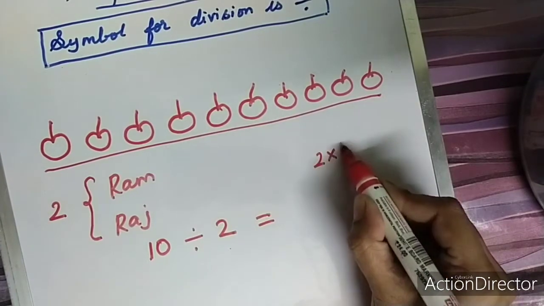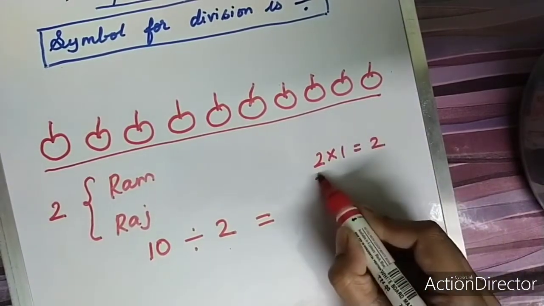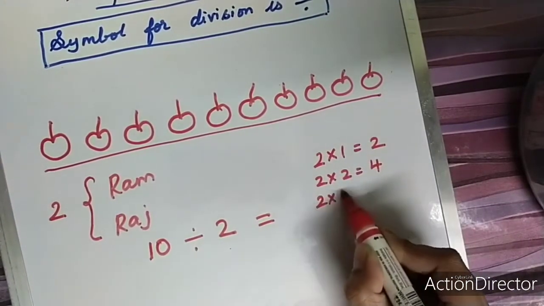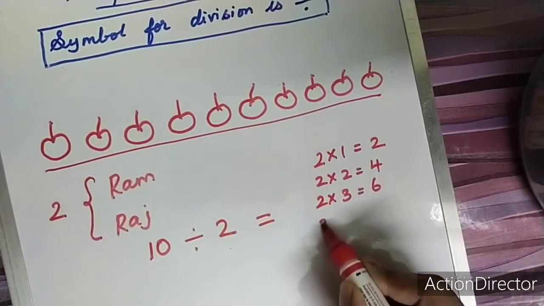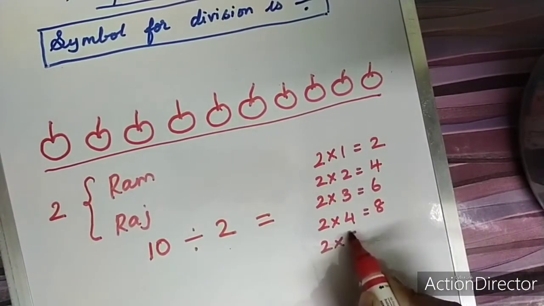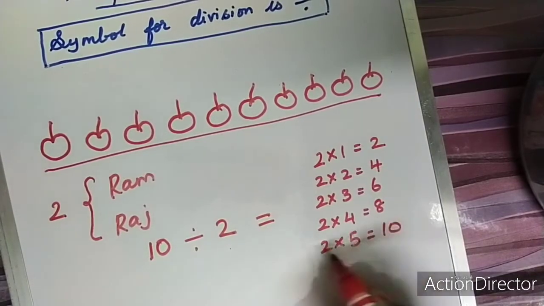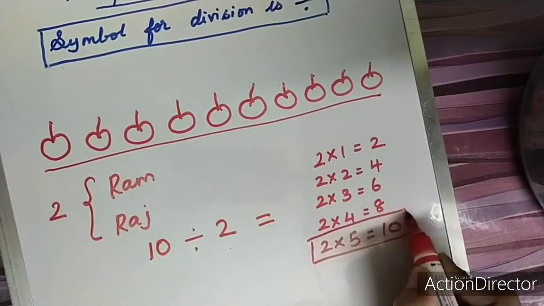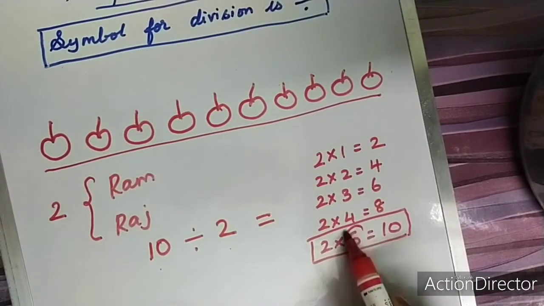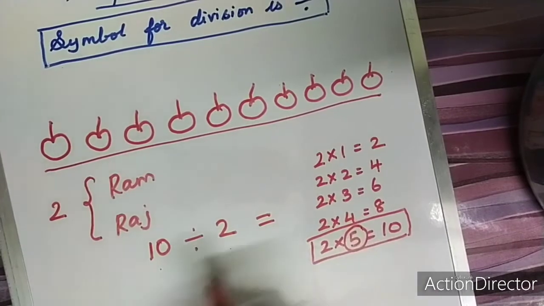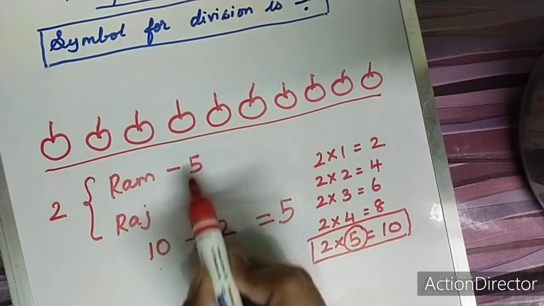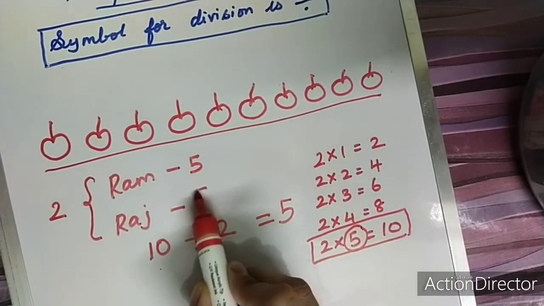2 into 1 are 2. 2 into 2 are 4. 2 into 3 are 6. 2 into 4 are 8. 2 into 5 are 10. So in the 2 table, 10 comes how many times? 5 times. So the answer is 5. Ram will get 5 apples and Raj will get 5 apples.